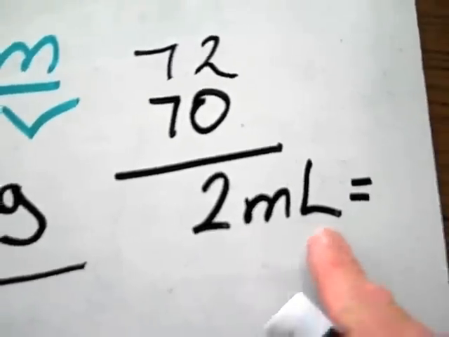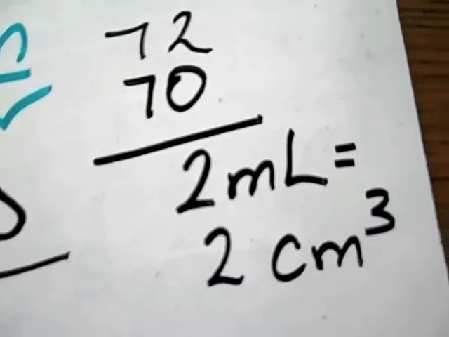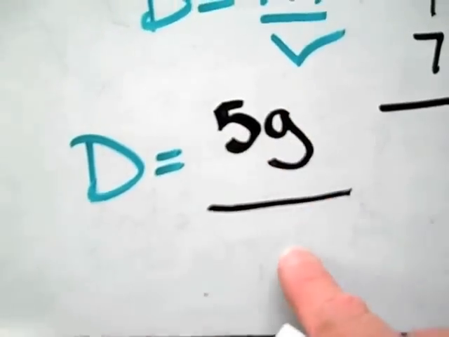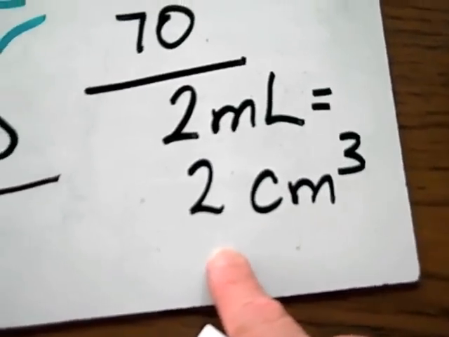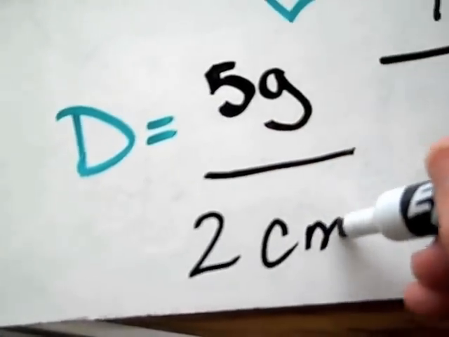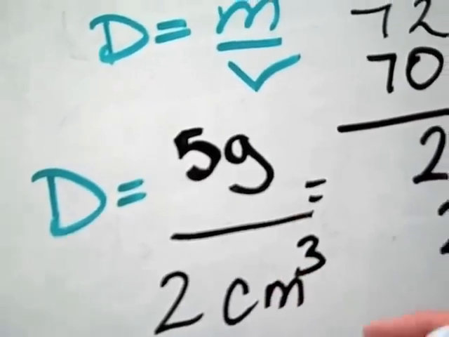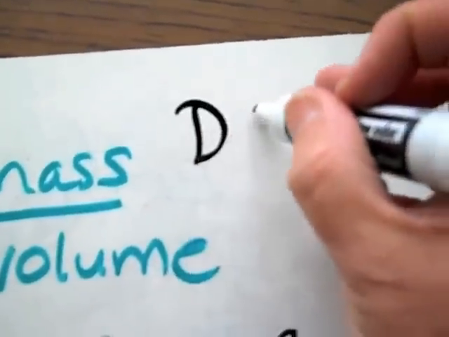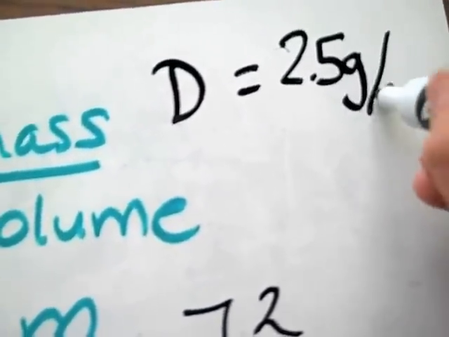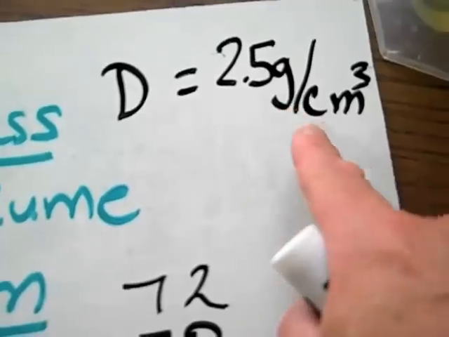So that would mean 2 milliliters is also the same as 2 centimeters cubed. So now I can plug in my information. Density is mass over volume. So the volume of the marble is the water displaced, which would be 2 centimeters cubed. So if I divide that out, 5 divided by 2, I come to D equals 2.5 grams per centimeter cubed. So my density of the marble is 2.5 grams per centimeter cubed.